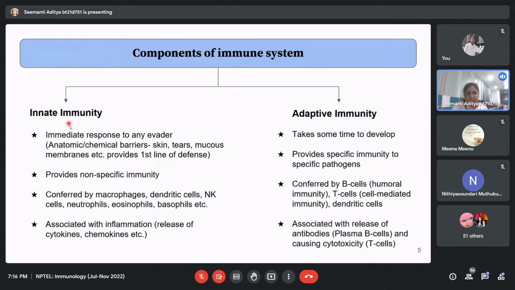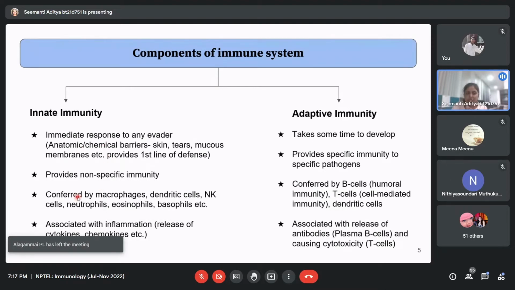And innate immunity is basically non-specific immunity. It is not going to be specific to any kind of pathogen. So all viruses or all bacteria will be treated equally, and equal kinds of responses will be there. There is no specific antibody which is going to be generated against any specific virus in the case of innate immunity.